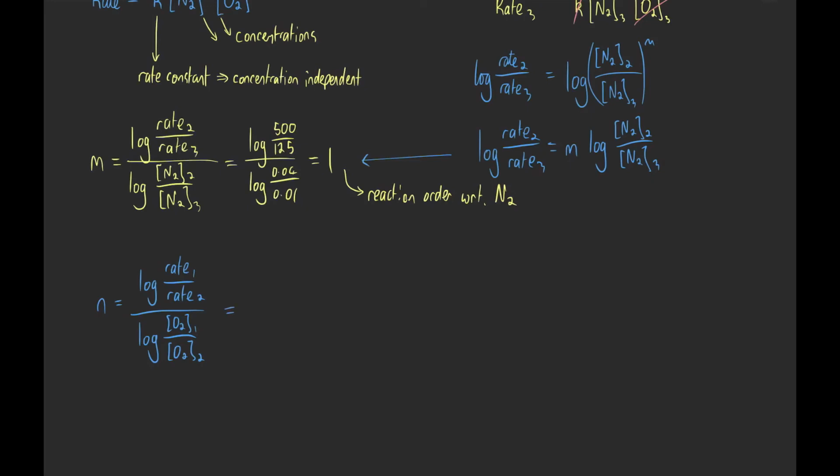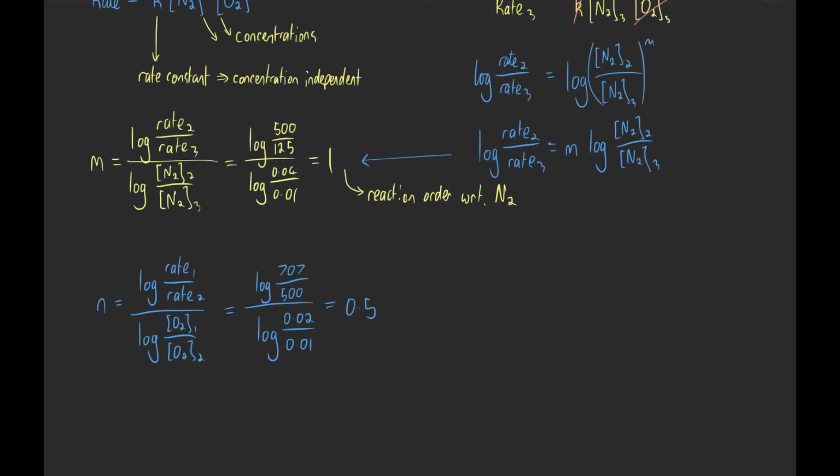Now let's plug some numbers in again here. In experiment 1 we have the rate 707 divided by the rate in experiment 2, which is 500, and we're dividing by the log of the ratio of oxygen concentrations, which is 0.02 divided by 0.01. Now we don't have quite as simple a fraction here as we did for our m value. When we actually determine the value of this ratio, we find a number which is 0.5. That's fine, reaction orders don't need to be integer values.